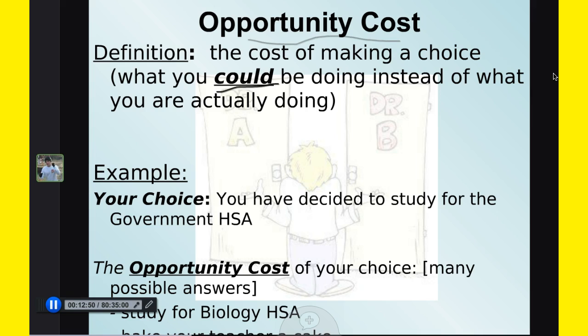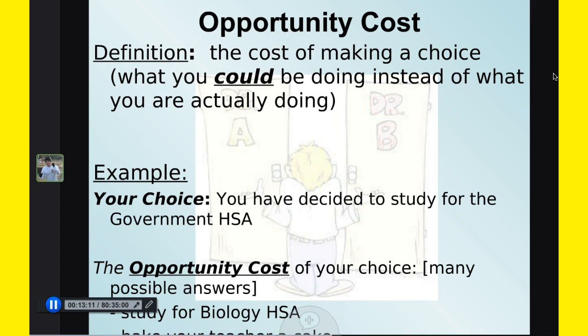And if you look at the background image in this slide, you see a gentleman and he's got door A, he's got door B, and he doesn't know which door to pick. Now, if the guy picks door A, his opportunity cost would be door B.